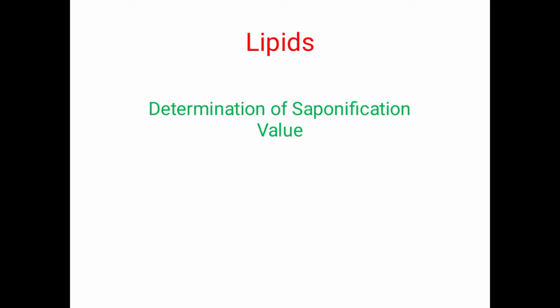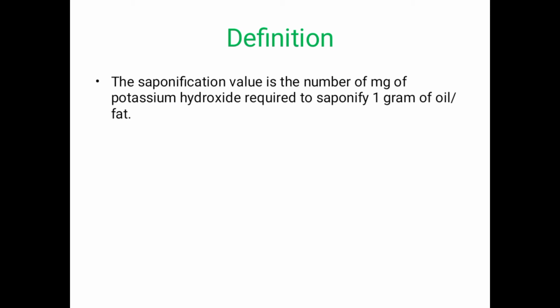So these slides indicate the chapter lipids and the important point, that is determination of saponification value. We already discussed the definition of saponification value. Again, we will discuss it in the next slide, that is the definition. What is saponification? The saponification value is the number of milligrams of potassium hydroxide required to saponify 1 gram of oil or fat. It is called saponification value.